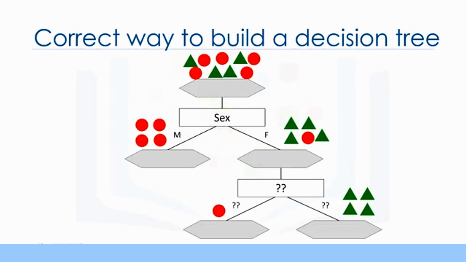Now, what is the next attribute after branching by the sex attribute? Well, as you can guess, we should repeat the process for each branch and test each of the other attributes to continue to reach the most pure leaves. This is the way you build a decision tree.